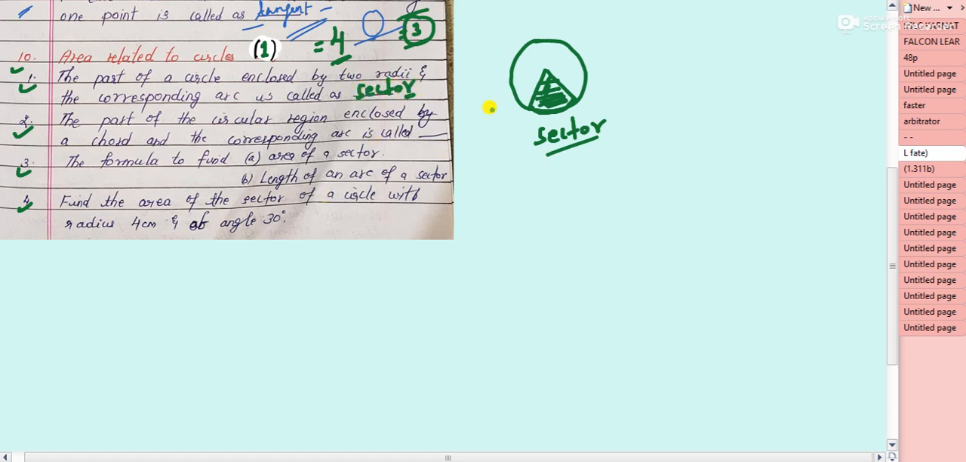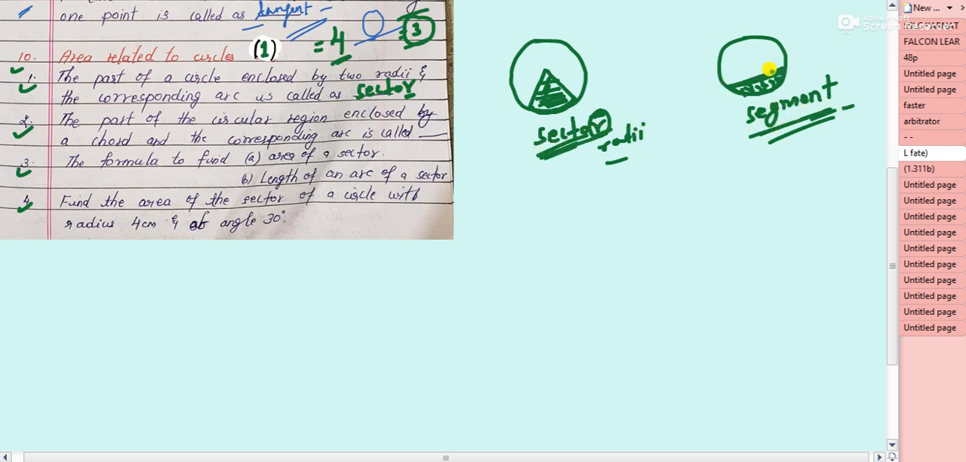Just remember R for sector and R for radii. Why am I saying this? Because if they give it like this, there is a chord and an arc. Now what is this area called? The enclosed area is called segment. So to avoid confusion, remember this trick. If radii are mentioned as well as arc, R represents sector, because in a segment you don't have a radius, it's only a chord. Got it?